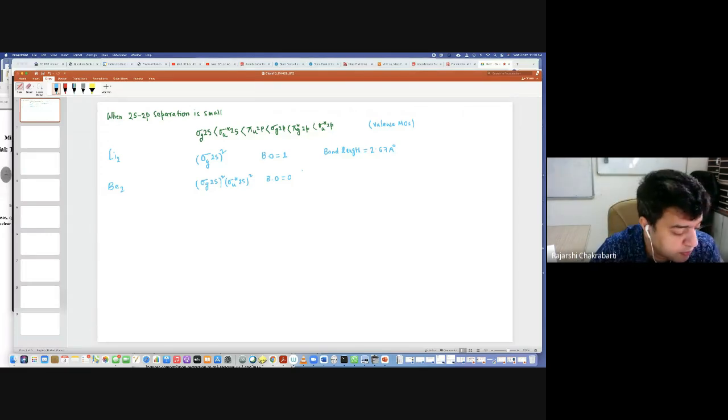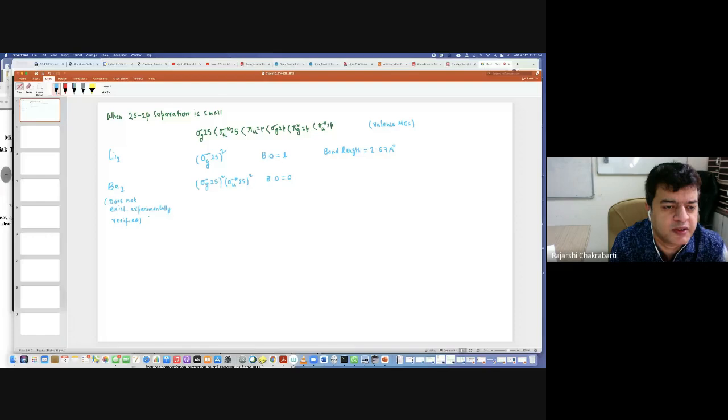Anyway, so what is the bond order? The bond order in this case is 0. And experimentally, people have seen that it does not exist. Experimentally verified. So if you do an experiment, you'll never find this.